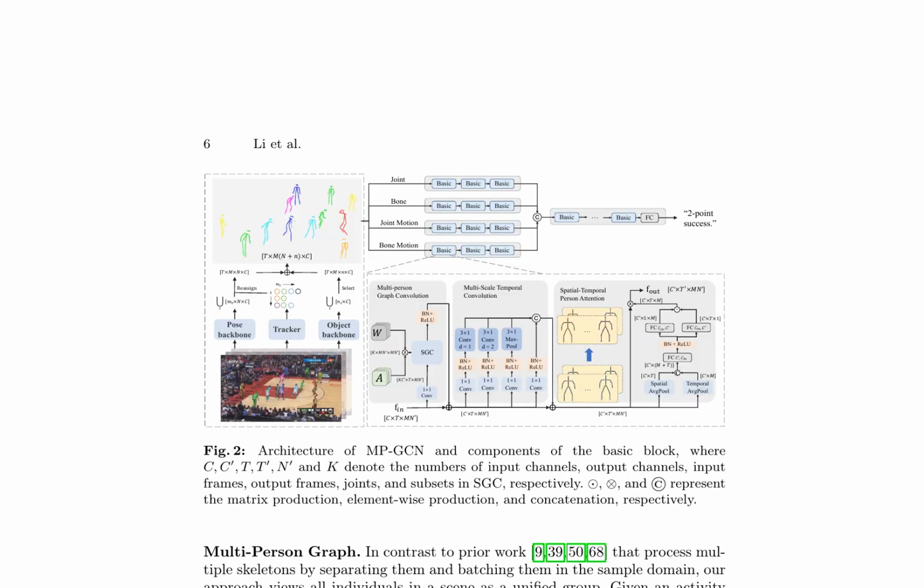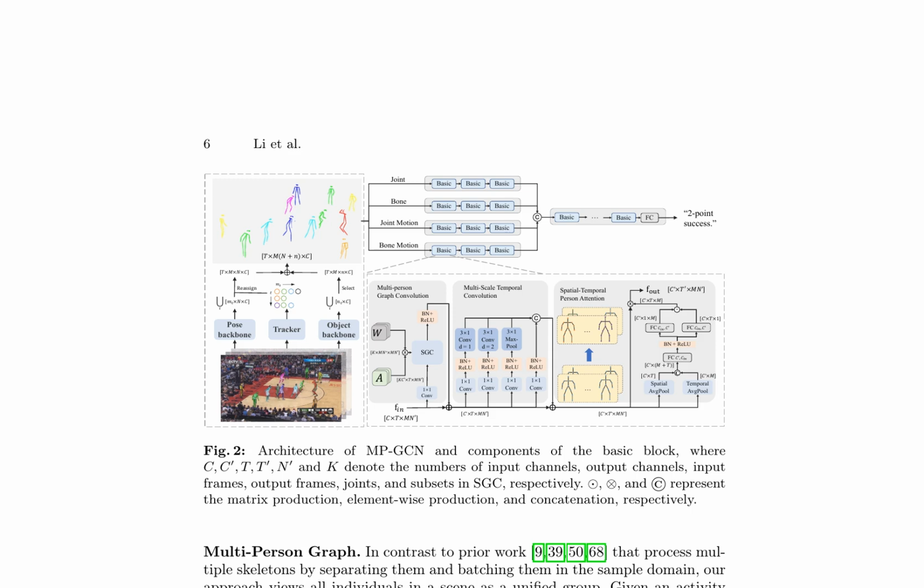The authors propose a novel architecture, MP-GCN, for multi-person pose estimation and tracking. This architecture consists of a pose backbone, object backbone, and tracker, interconnected through convolutional and graph convolutional layers. The pose backbone employs multi-scaled temporal convolution to extract spatial and temporal features from input data. The object backbone uses a similar architecture to extract features from object keypoints. A tracker module is responsible for reassigning joints and bones to their corresponding individuals.